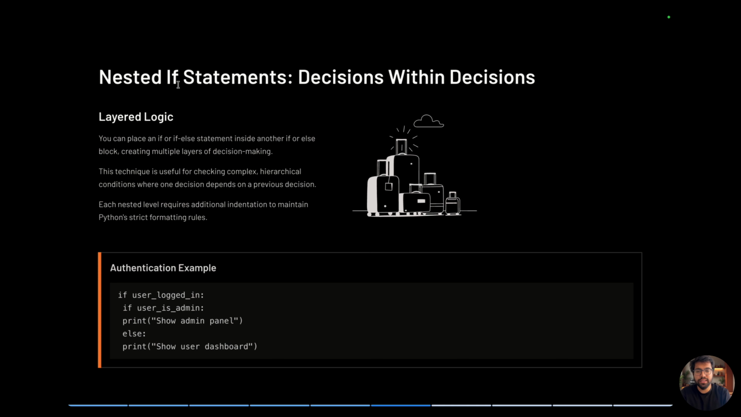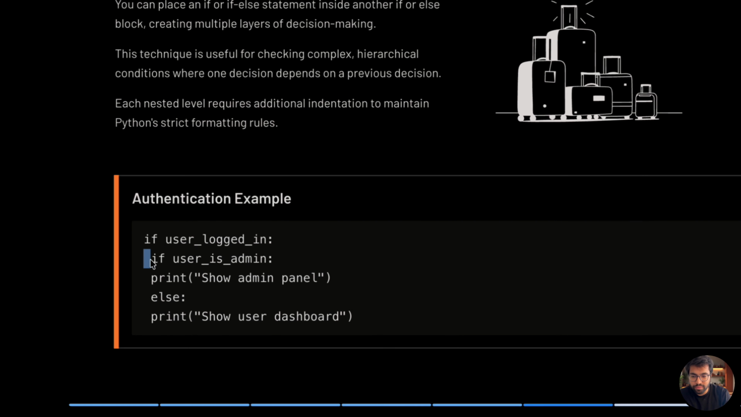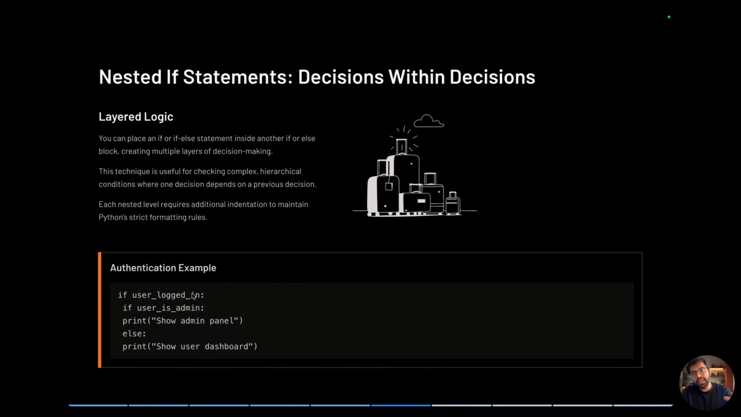And there are also nested ifs. If we want decisions within decisions, if we want to say if user is logged in, okay, fine. Then we want to check if user is admin. So as you can see, if followed by if, but here you can see the space. This is one tab. Once you are writing in your IDE, I'll tell you just after this how if conditions are written. So we are first checking if user is logged in, only then we are checking if user is admin, and if that's the case, print show admin panel, else print show user dashboard.